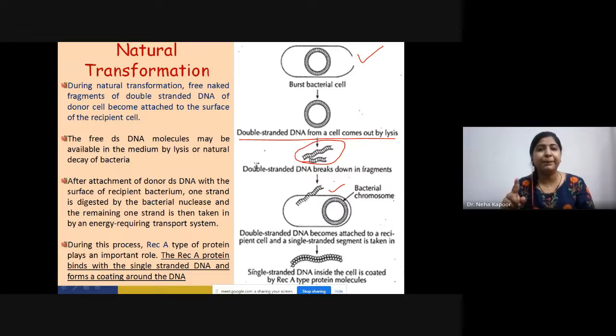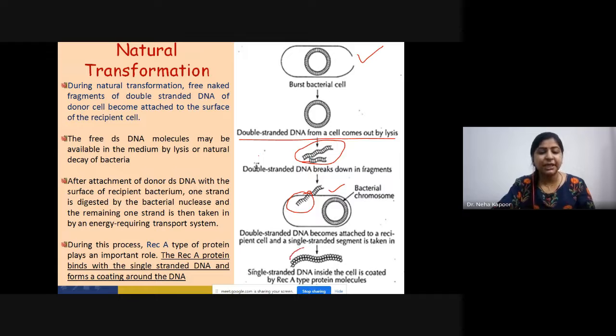So once these free double-stranded DNA molecules are being attached with the surface of recipient bacteria, what will happen? One strand of this double-stranded DNA will be digested by bacterial nuclease, and one strand will then enter inside the recipient cell in the single stranded form. After that, once it has entered inside, as you can see here, this is the single stranded DNA. After attaching it, the single stranded segment is taken in.